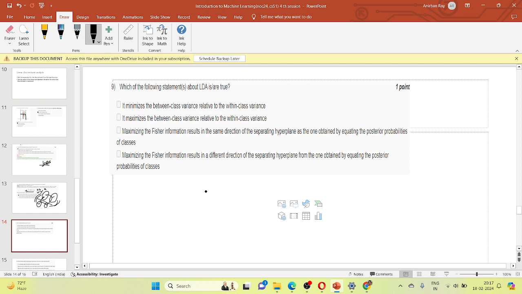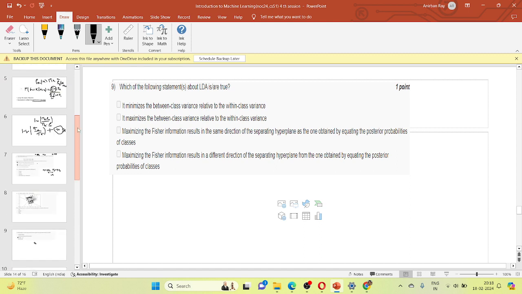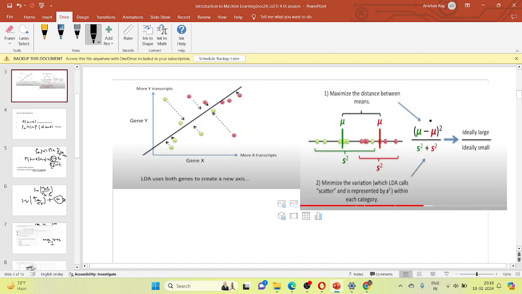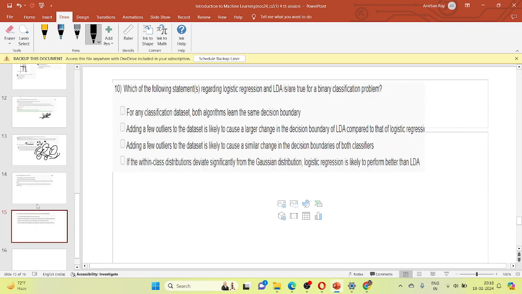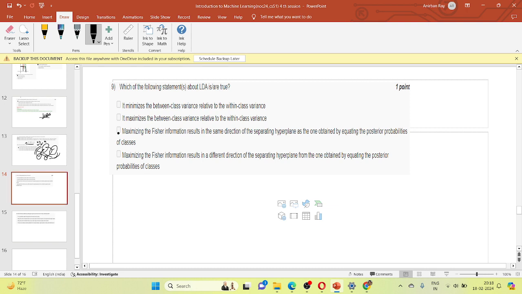Next, as you can see, the second option is very easy. I have the Fisher information result. This is the one we're trying to maximize. There is another interpretation of LDA: maximizing the direction of separation.